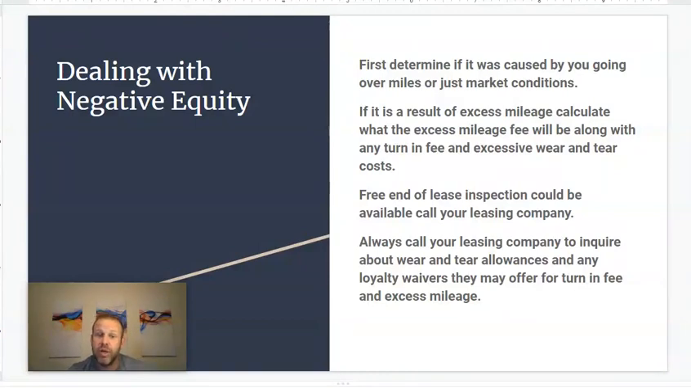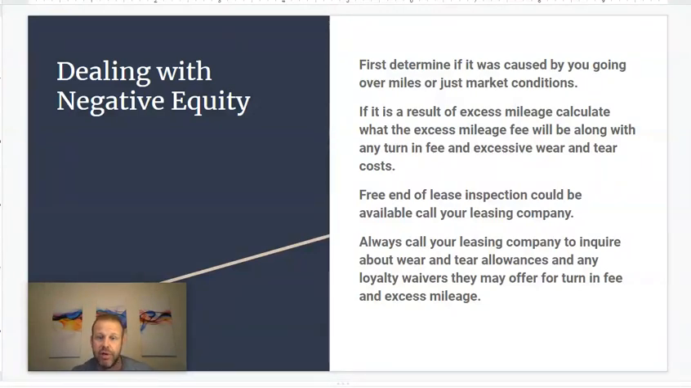Another big reason you always want to call your leasing company is they may offer like a wear and tear allowance. So you may get some kind of coverage. You may even list it in your contract. So look there, call the leasing company, and the leasing company customer service reps usually have specialized end of lease specialists because the end of the lease process is really important to the leasing company because they're trying to retain you as a customer. So they want you to get your next car with them. So they give you some forgiveness.